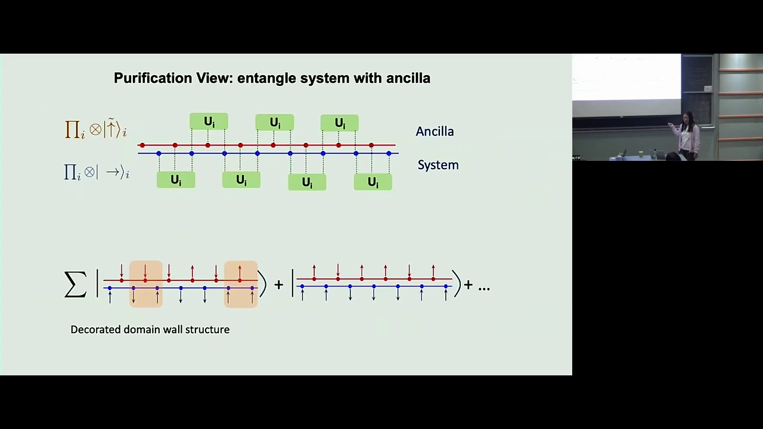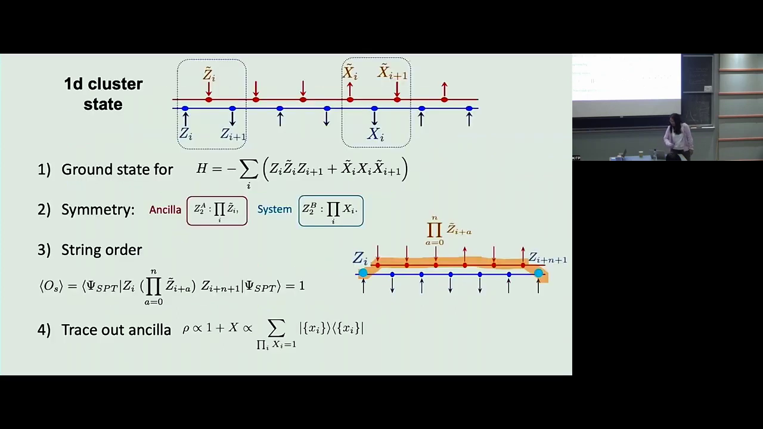And this decorated domain wall wave function is pretty well studied, and it is known as the ground state wave function of a cluster Hamiltonian, which I will not dig into details. A few facts of this cluster Hamiltonian: this is a local Hamiltonian, so the wave function is just a ground state of a local Hamiltonian that can be manifest on a lattice model. And this Hamiltonian together with the ground state wave function have two symmetries. One is the Z2 symmetry, with all of the Z operators acting only on the ancillary. The other is another Z2 symmetry, which only acts on the system qubits, the blue qubits.